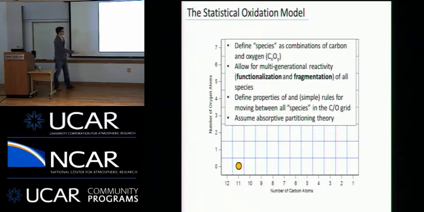Then what we're going to do is we're going to allow for this species here, maybe this is our parent hydrocarbon, and we're going to allow for multi-generational reactivity through this grid. And we're going to allow both functionalization reactions and fragmentation reactions within this grid. And we're simply going to define properties of and rules for moving between all these species. And for now, at least, we're going to assume absorptive partitioning theory, which is kind of the standard of what everybody does.